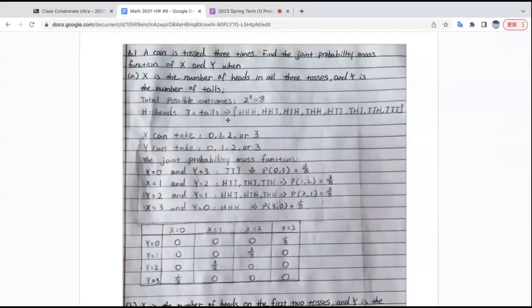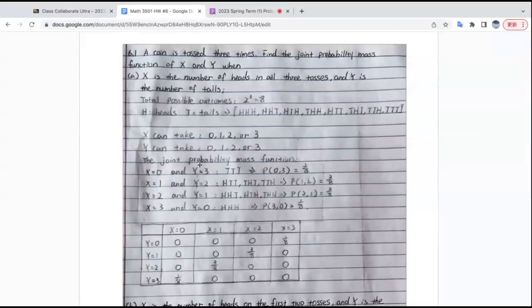A coin is tossed 3 times. Find the joint probability mass function of X and Y when A, X is the number of heads in all 3 tosses, and Y is the number of tails. So we know that the total possible outcome, which is 2 cubed, is equal to 8. And I use H to represent the heads and T to represent the tails. So these are 8 outcomes we will have. And by the question, we know that X is the number of heads in the 3 tosses, and Y is the number of tails. So in here, X and Y can both take 0, 1, 2, or 3.